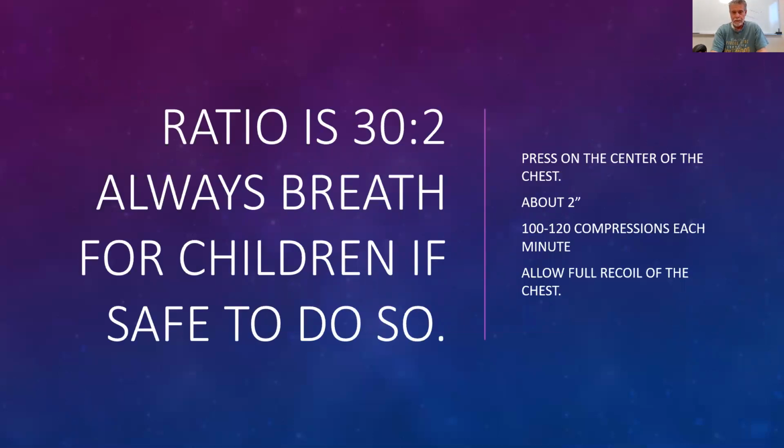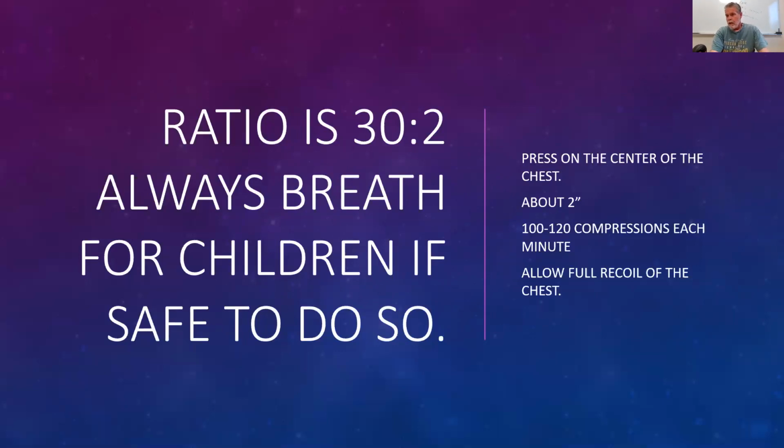Ratio is 30 to 2, right? 30 compressions, 2 breaths. Anytime you have a barrier device, 30 to 2 would be the encouraged way you would do CPR. But without a barrier device, remember, compression only is something we fall back to primarily on adults.